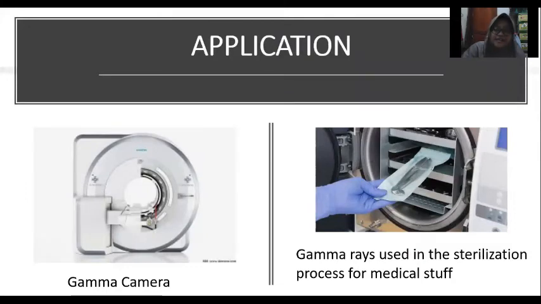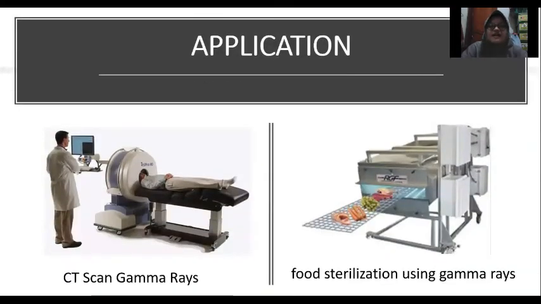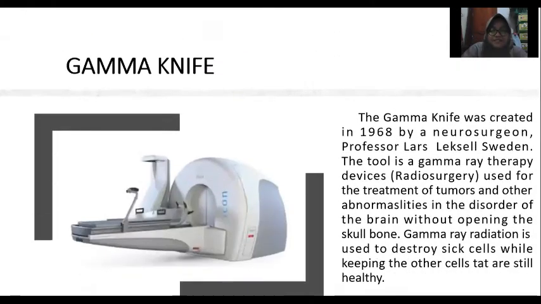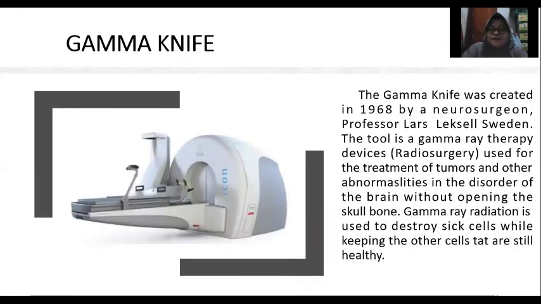Next is applications of gamma rays. There are many applications of gamma rays. First is the gamma camera. Second, gamma rays are used in the sterilization process for medical staff. Third, CT scan. Fourth, food sterilization using gamma rays. And the last, the gamma knife.